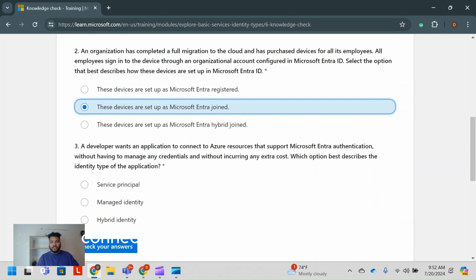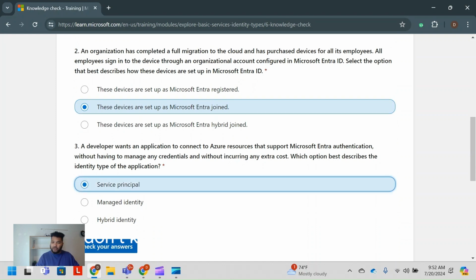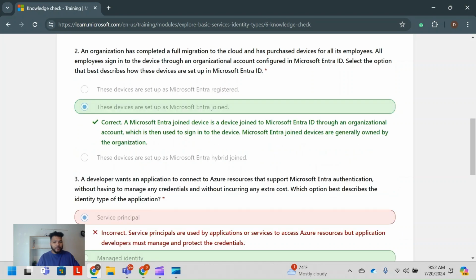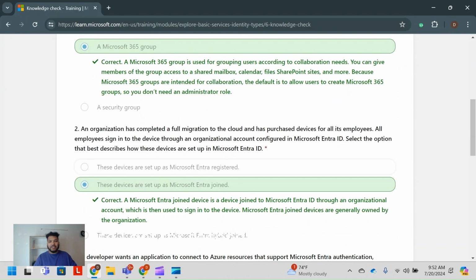A developer wants an application to connect to Azure resources that supports Entra authentication, but without having to manage any credentials or incur any extra cost. Which option best describes the type of application? This is one I'm always struggling with personally. We're going to go with a service principal. I don't know, it might be a managed identity. It's one of those two. It's not a hybrid identity. It's a managed identity. So I get for second guessing myself.